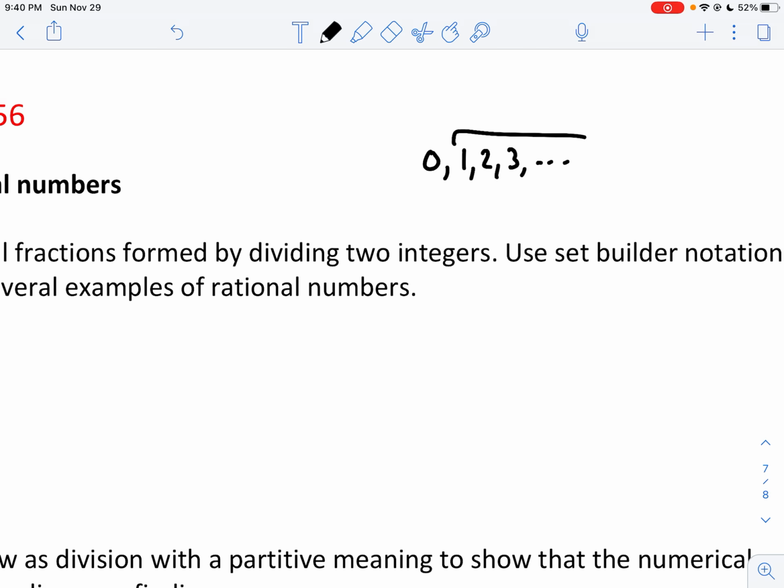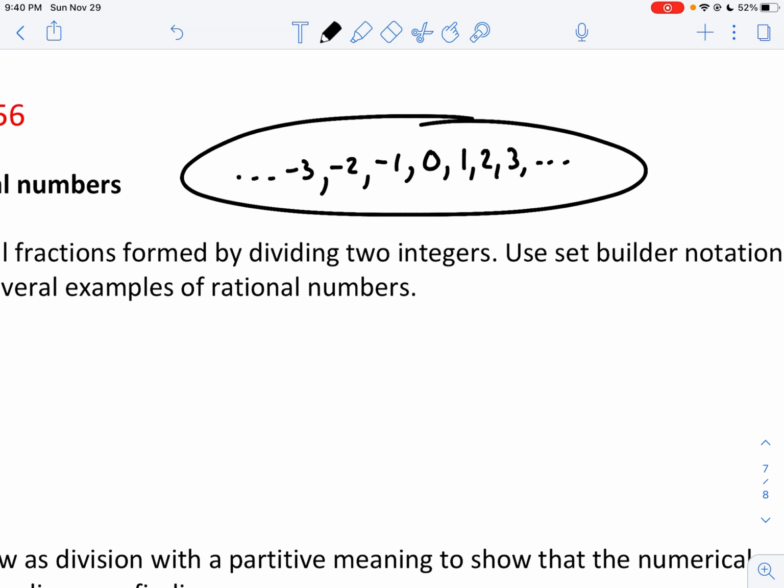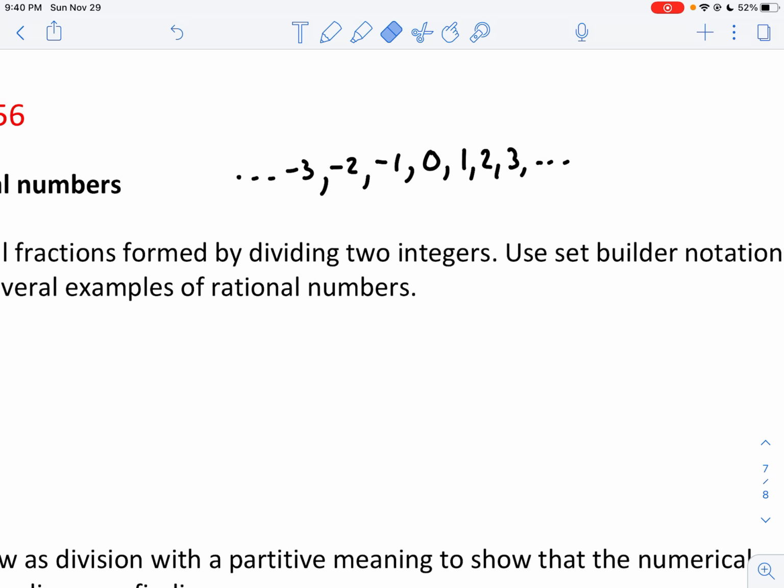So remember, the 1 through infinity, 1 and up, the counting numbers are natural numbers. Including 0 gives the whole numbers. And the integers also include all the negative counting numbers. So this is the set of integers, all whole numbers and their negatives. If you divide any two integers, you have what's called a rational number.